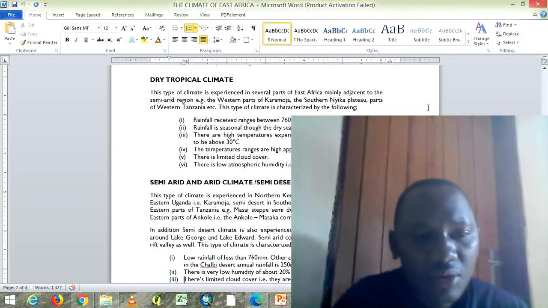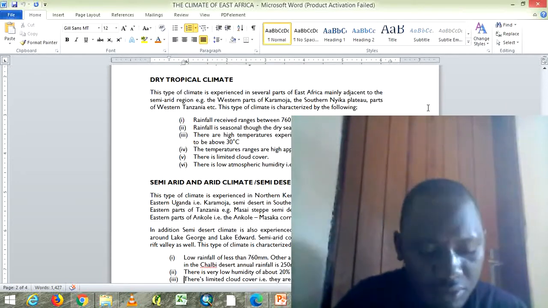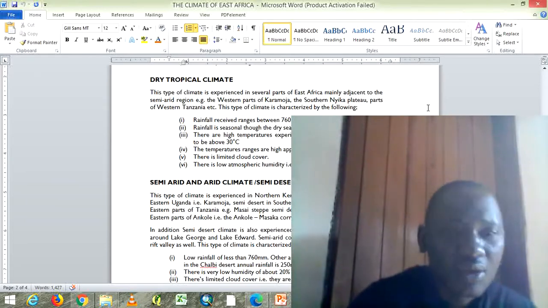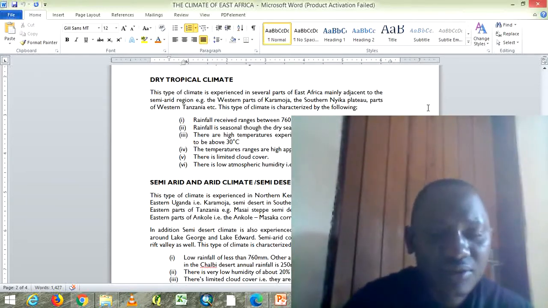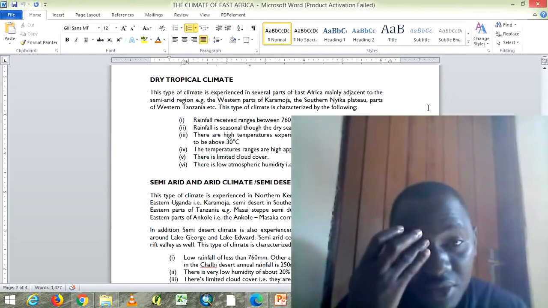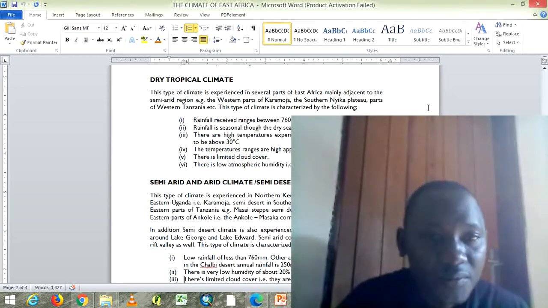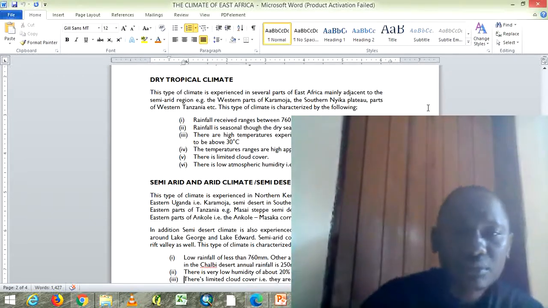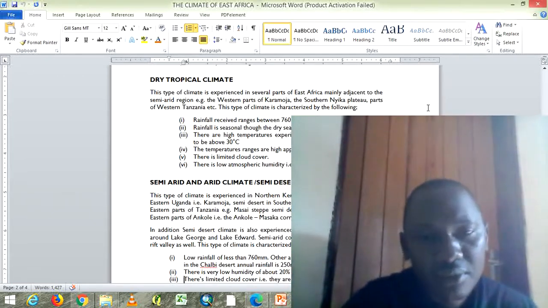In normal terms, this one would be what we refer to as the savanna climate, where you're receiving rainfall between 760 to 1,000 millimeters, or even sometimes 1,250 millimeters per annum. The rainfall is seasonal, though the dry seasons tend to be long. These are areas where you find a dry season ranging from December up to April.